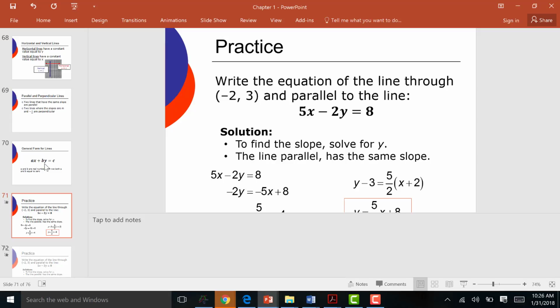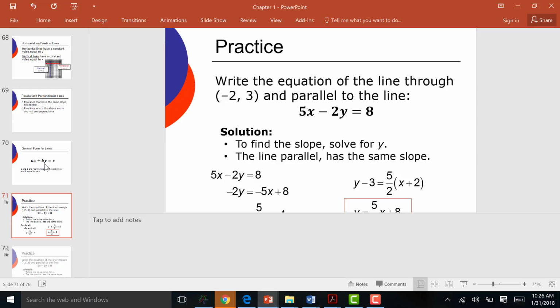Now do you know what the slope is? What's the slope of the original equation they gave you? So m, which is equal to my slope, equals 5 over 2. Do you have enough information now to use your formula, the point slope formula?